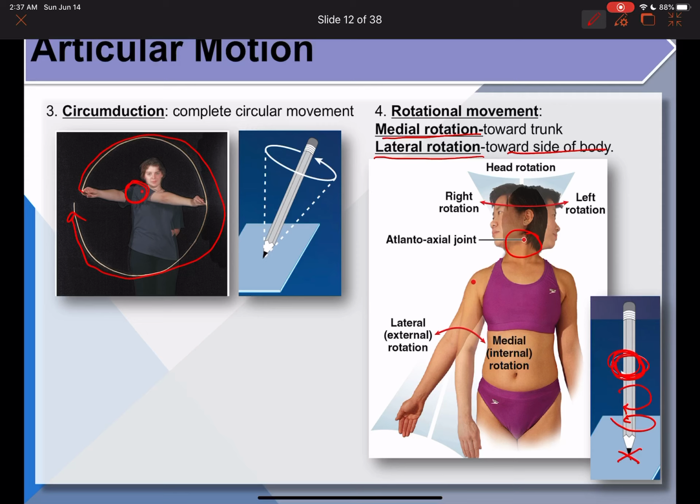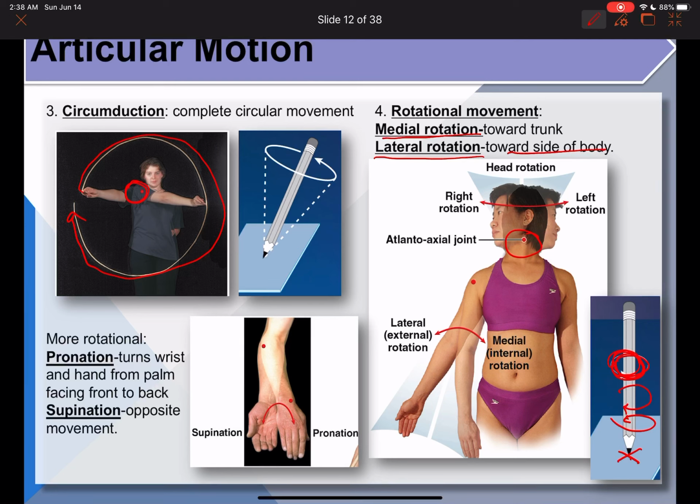So after you have turned your head left or right, for example, now you're looking sideways and you bring your head back to facing the front. That's a medial rotation because now you're moving back towards the front of the body. So turning your head this way, lateral rotation, and then turning back your head to face the front, medial rotation. Same thing with this shoulder joint right here, lateral rotation, medial rotation. Lateral away from the midline, medial back towards the midline.